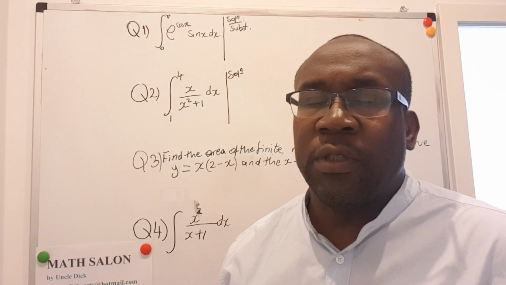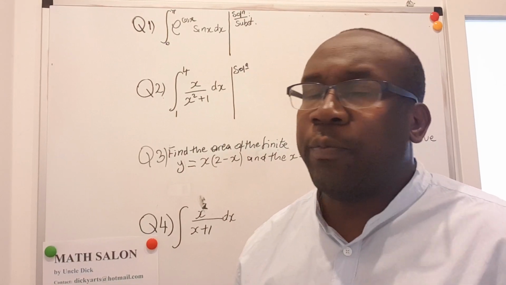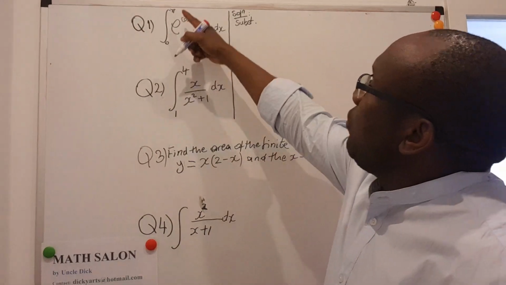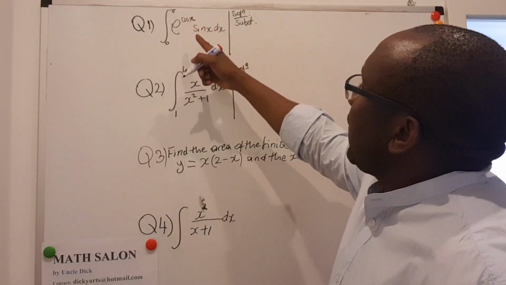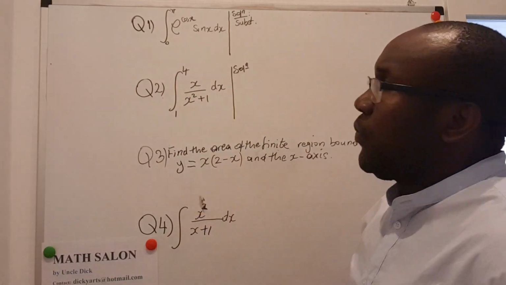I'm Dr. Anumendem. Today we'll look at some advanced level questions on integration. So the first question says we should integrate e to the cos x sine x dx from 0 to pi.